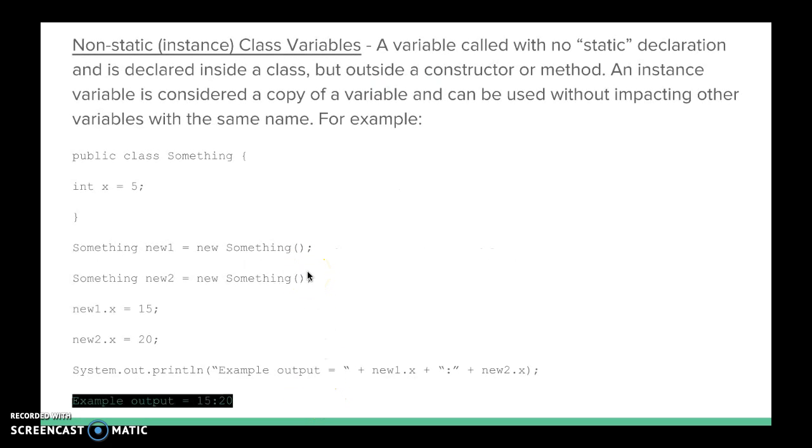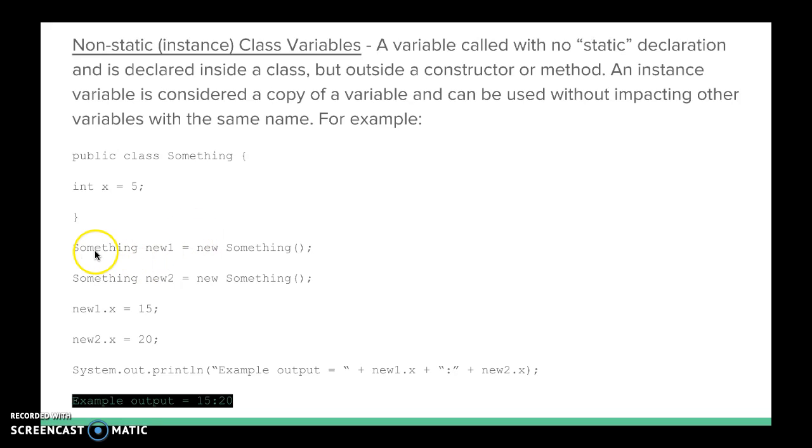A non-static or instance class variable is a variable with no static declaration that is declared inside a class but outside a constructor or method. An instance variable is considered a copy of a variable and can be used without impacting other variables with the same name. In comparison to a static variable, where you define it once and if you change it, it is changed across your program, the inverse is true for an instance class variable. You may define it inside your class, but you are in essence copying that variable each time you initialize a class variable.